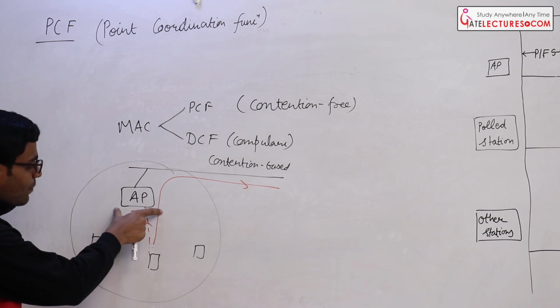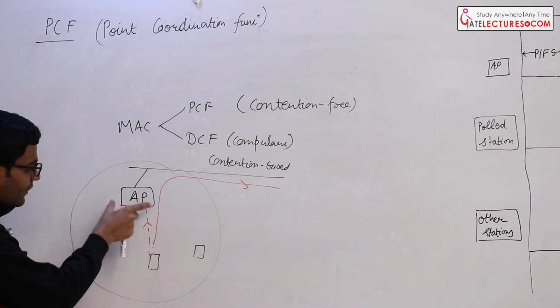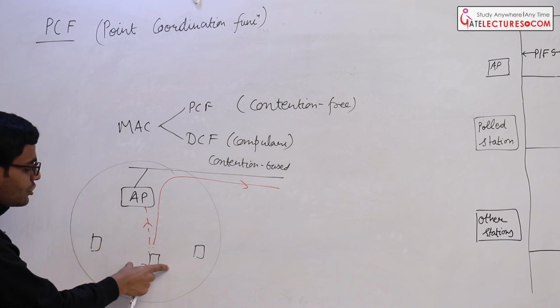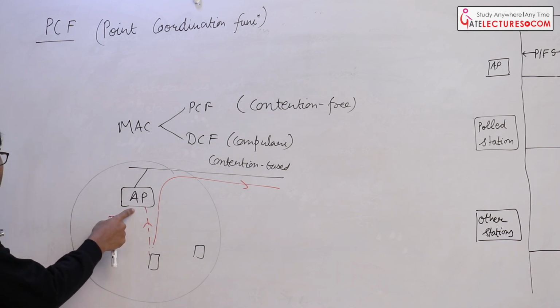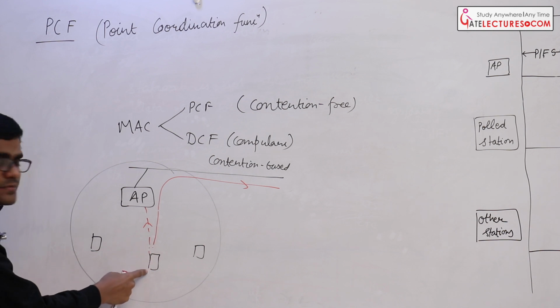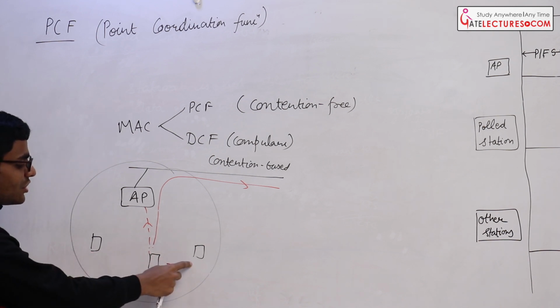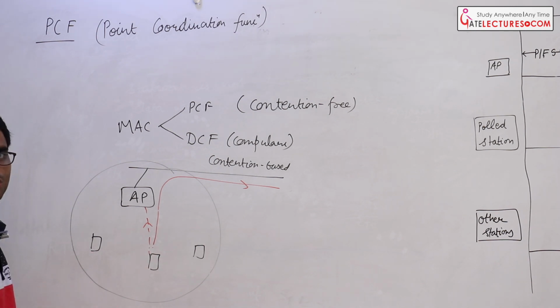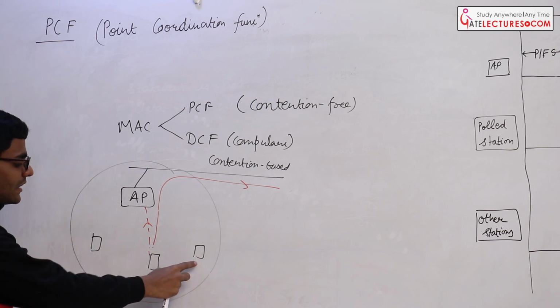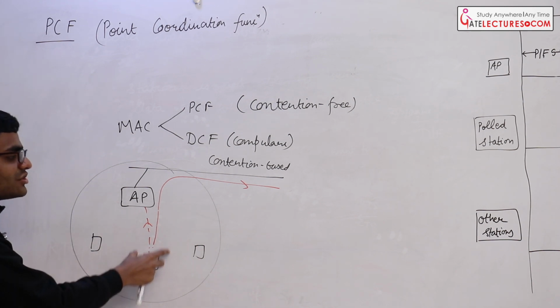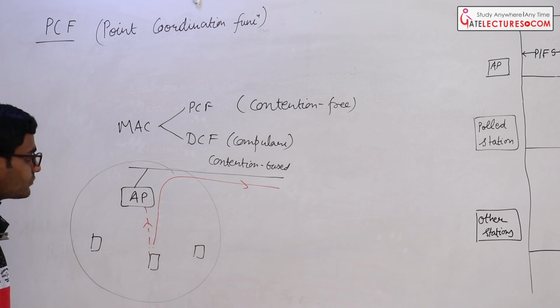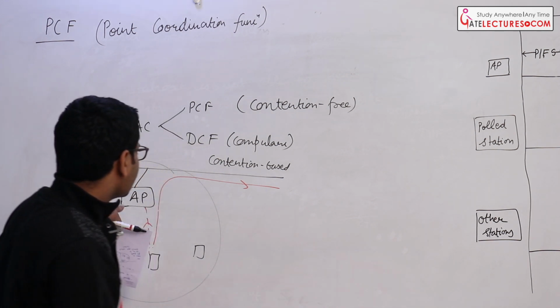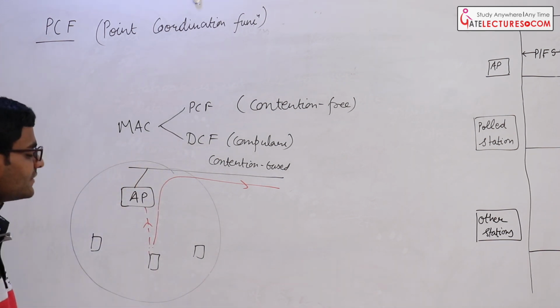Means it will poll this station. If the access point wants this station to deliver its packet first without any contention, it will poll this station and tell the other stations to keep quiet for that period of time. So they will remain idle, and only in that period will this station send the frame. The access point runs this algorithm in the same way.